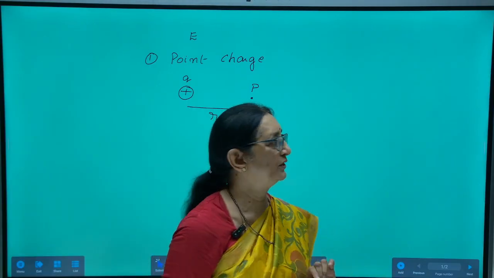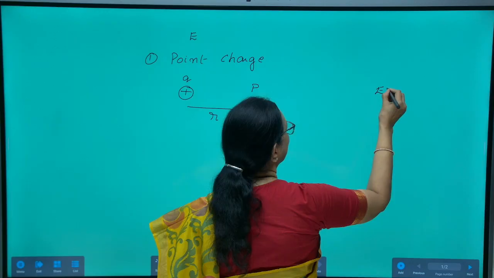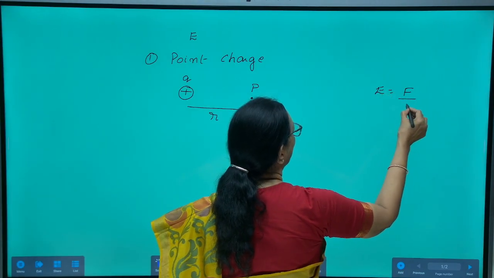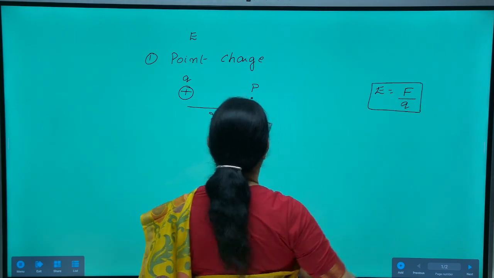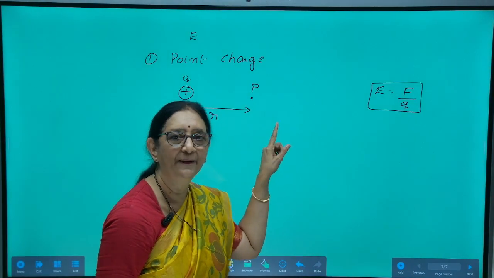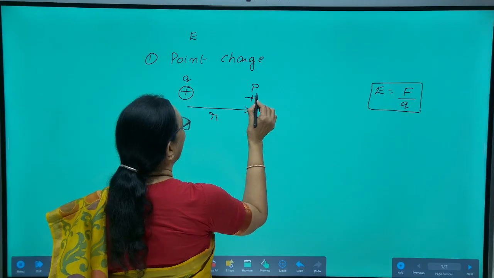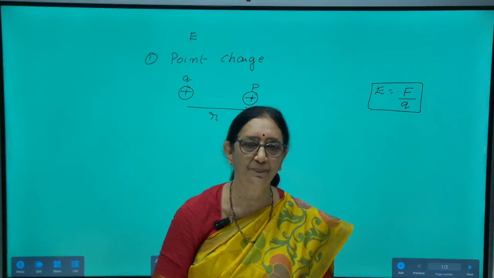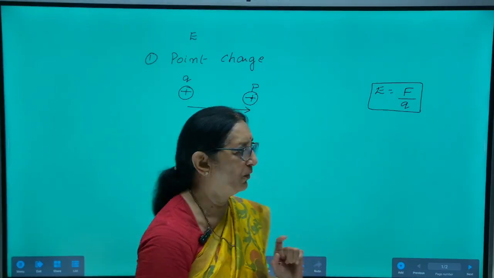From the definition, electric field intensity at any point is the force experienced by a unit positive charge placed at that point. So, to find electric field intensity at the point P, you have to imagine a unit positive charge at that point. Unit positive charge means positive charge with magnitude 1.